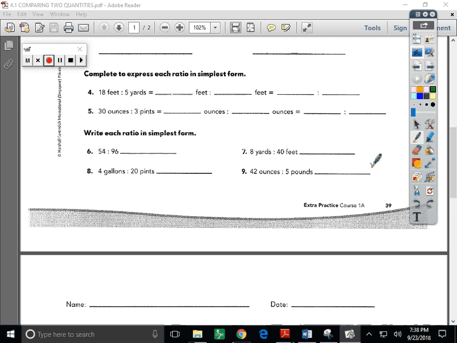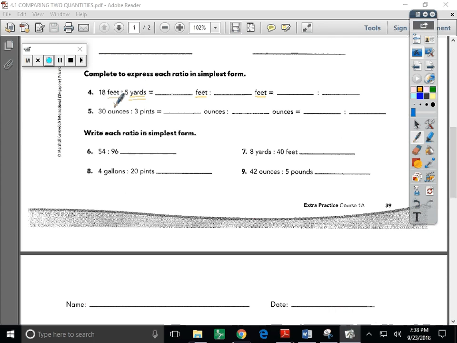Oh, complete to express each ratio in simplest form. We just want to complete these. But here's the trouble. I noticed something instantly. Feet are tiny, yards are big. These don't match. So take a look at what they did. Here they're changing them both to feet. Hey, that's just like I suggested to you, that you always take the larger unit and turn it into the smaller kind of unit, or the smaller measure.